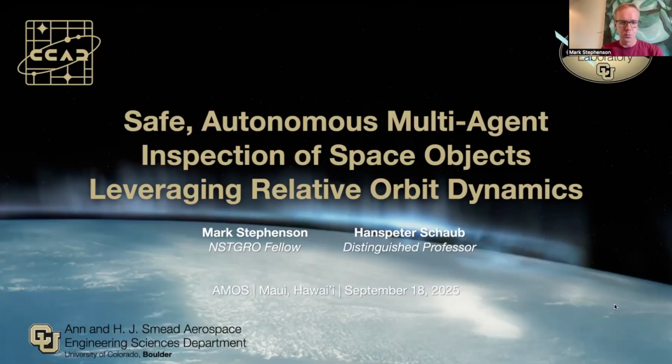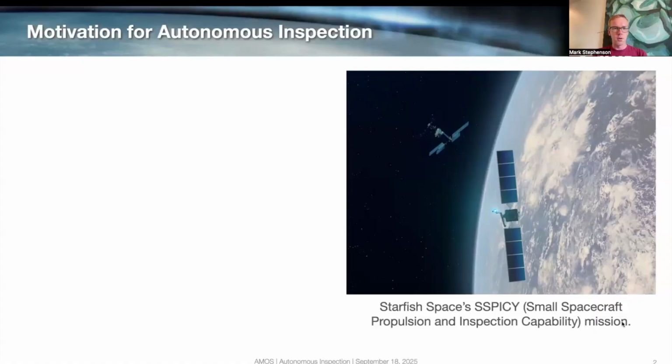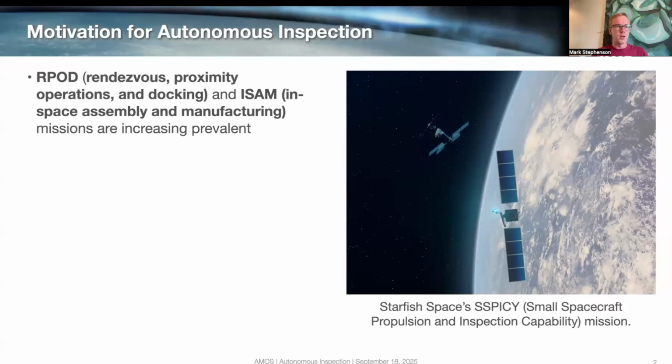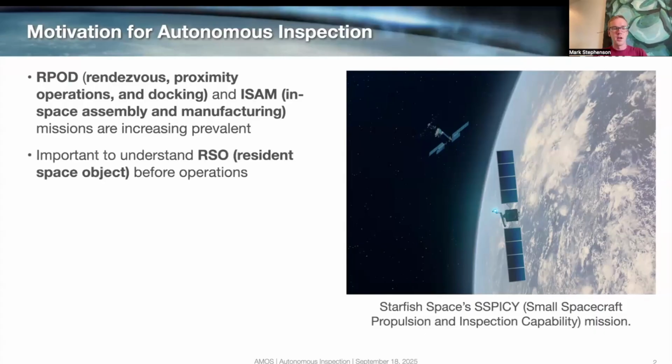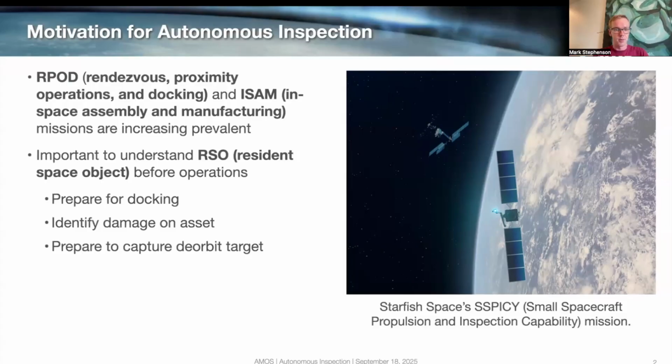Today I'll be sharing some work that's being presented at AMOS entitled Safe Autonomous Multi-Agent Inspection of Space Objects Leveraging Relative Orbit Dynamics. So for the problem setting, what is the motivation for autonomous inspection? Well, we know that rendezvous proximity operations and docking missions, as well as in-space assembly and manufacturing missions are becoming increasingly prevalent. So it's important to understand your RSO, or resident space object, before you do operations, which might be things like preparing for docking, identifying damage, capturing something before deorbiting it, or just characterizing some unfamiliar space asset.